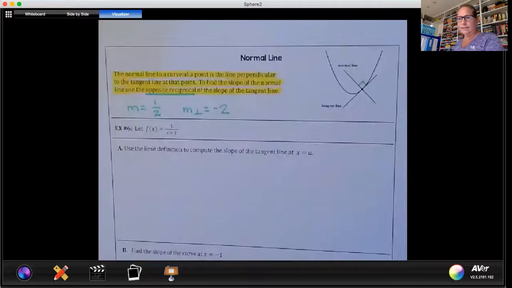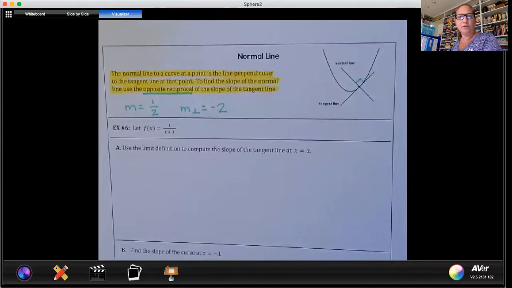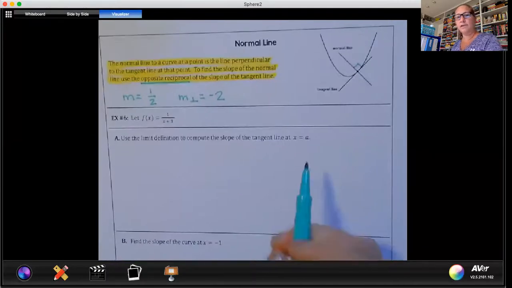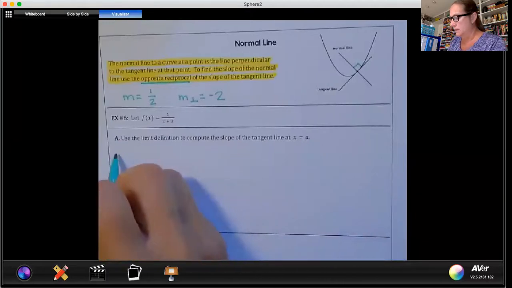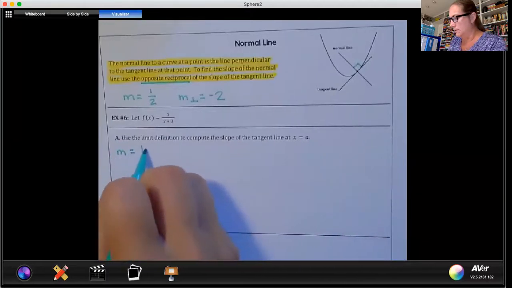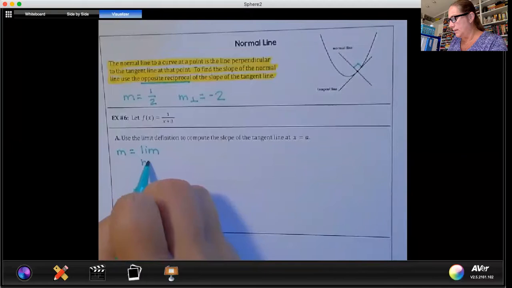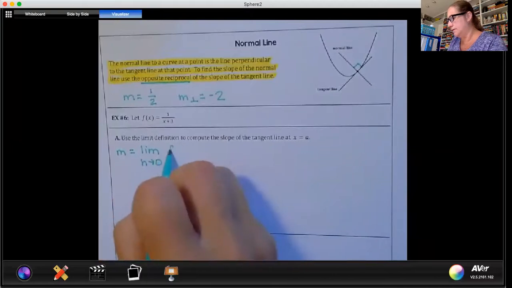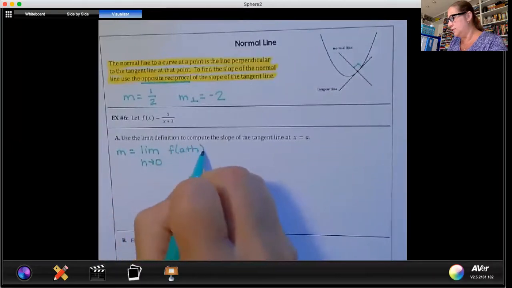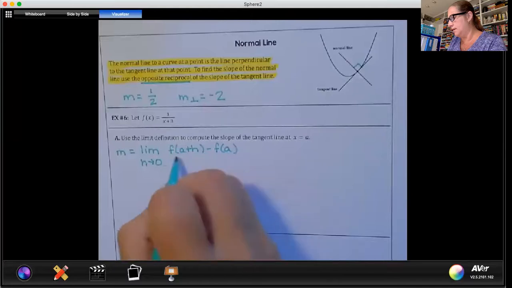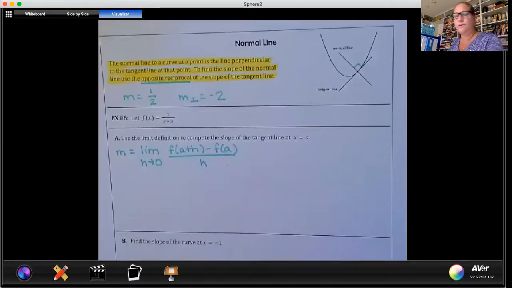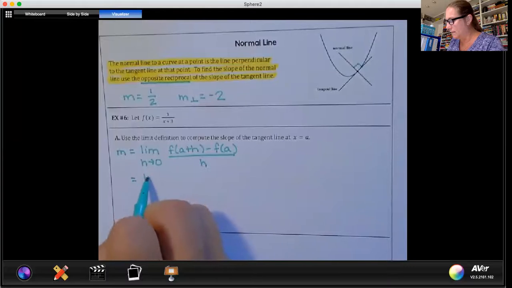All right, example 6 has several parts to it. Let f of x equal 1 over x plus 3. Use the limit definition to compute the slope of the tangent line at x equals a. So that lets us know that a should be in our answer. So slope equals the limit as h approaches 0, f of a plus h minus f of a over h. Until you get used to that, it's a good idea to go ahead and write your formula. Keep that limit notation.